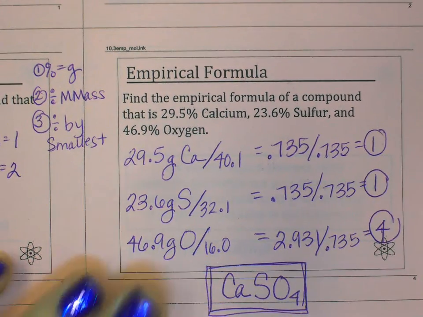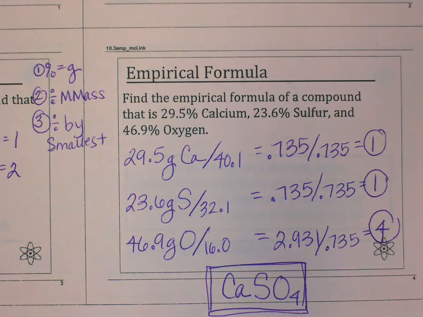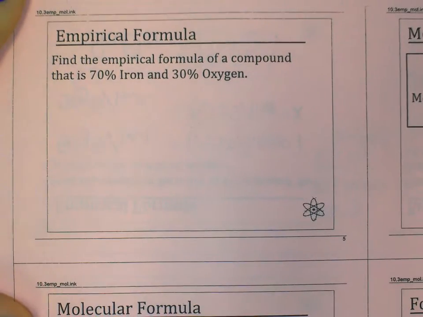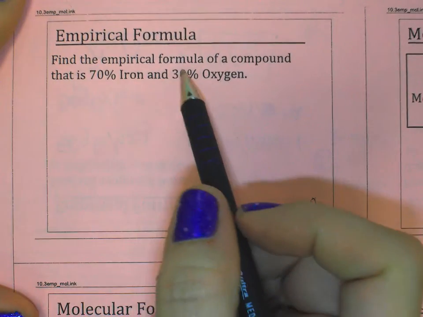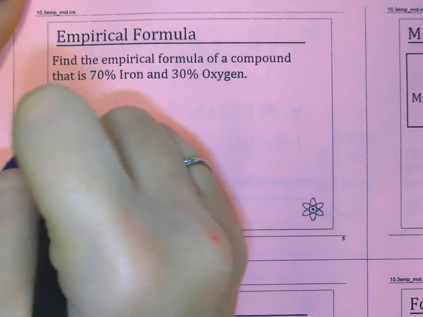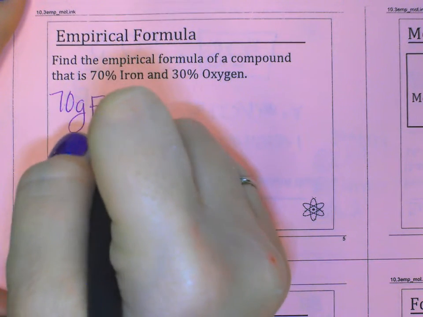This third one is a little bit different. It follows a different step near the end. And then we'll move on to molecular formulas. So this one right here, it looks like it's going to be the same. The empirical formula of a compound that is 70% iron and 30% oxygen.